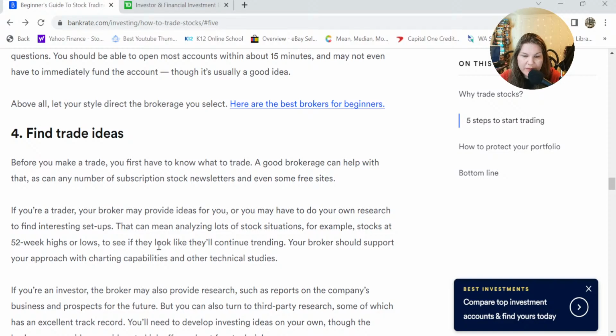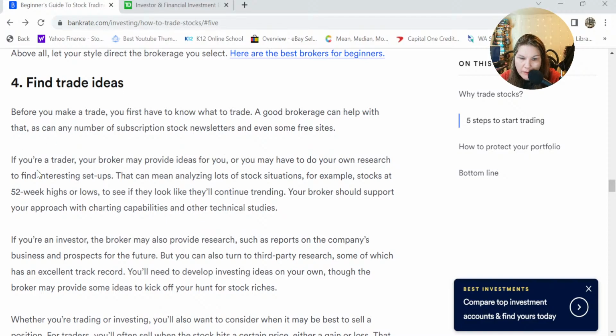So number 4 is find trade ideas. Before you make a trade, you first have to know what to trade. A good brokerage can help with that, as can any number of subscription stock newsletters and even some free sites. So I know some people that would be like, good trade ideas. I know that if you go on YouTube, there's a lot of YouTubers that have like a group and then they send out group information of what they're trading that day. So it's like a little trading group.